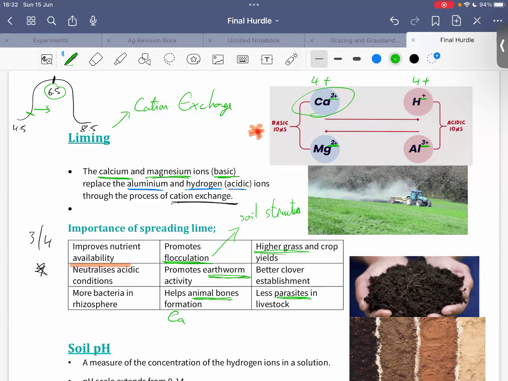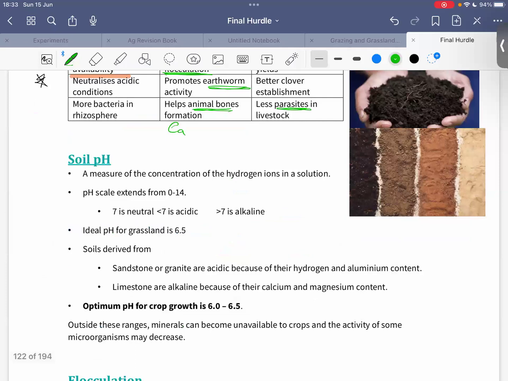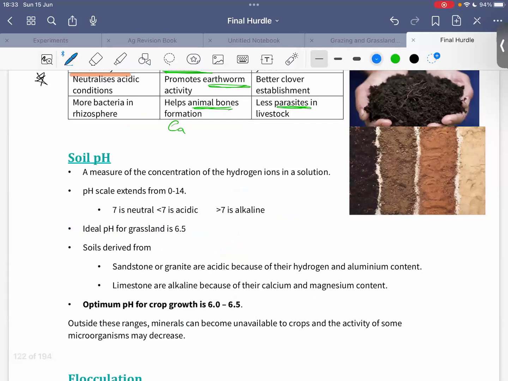The reason is that diseases or parasites love acidic conditions. So if you're spreading lime and you're reducing the acidic nature of your soil, there's less chances of stomach worms, liver fluke, any of those diseases being present in your soil. Okay, so that is why liming is such an effective method. And to answer that question above, it definitely could be done to improve sustainability and biodiversity in your soil. Brilliant.